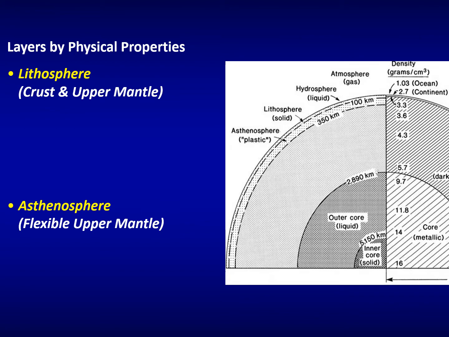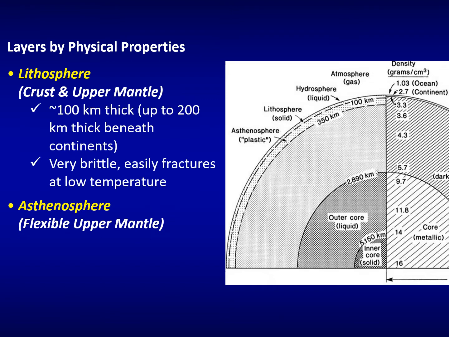The two layers broken up by physical properties that make up the surface of the Earth are called the lithosphere and the asthenosphere, the lithosphere being the uppermost layer. This is the rigid part of the crust and the upper mantle. It's about 100 kilometers thick, and it's usually pretty brittle. It fractures easily. It's low temperature, so this is where most of our earthquakes come from, movement from the lithosphere.